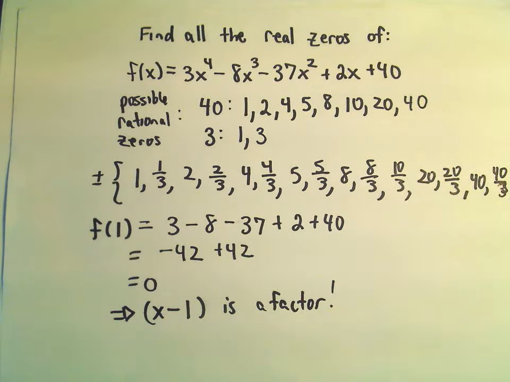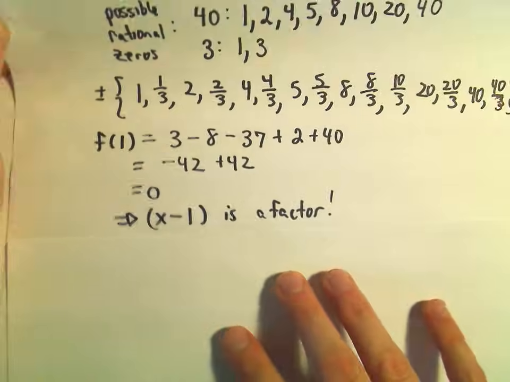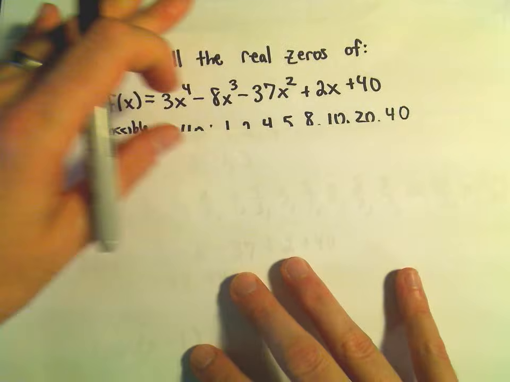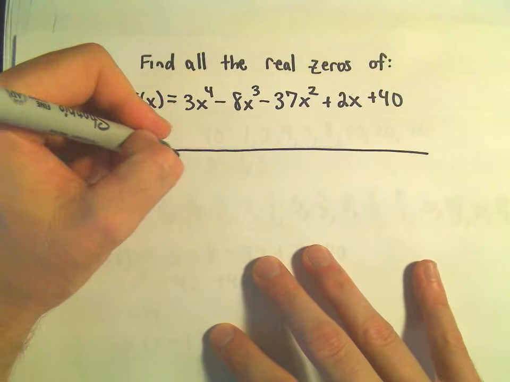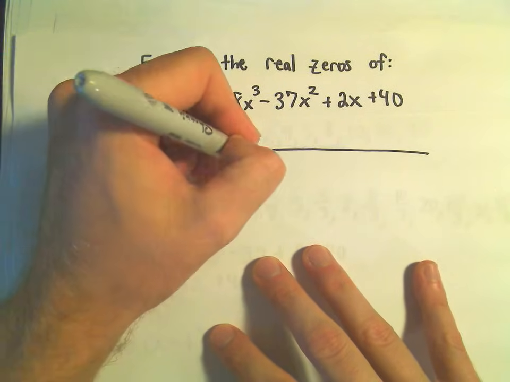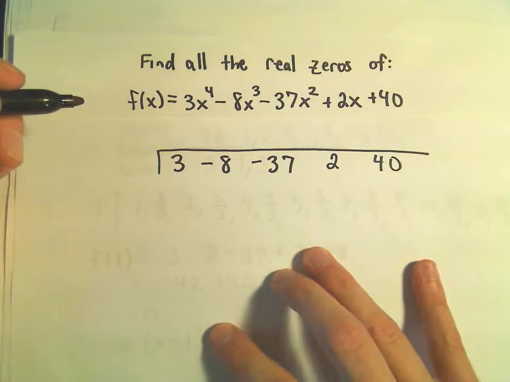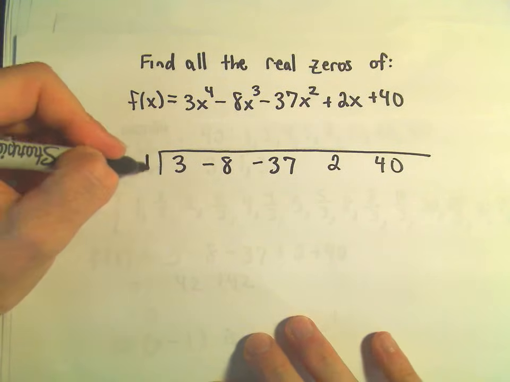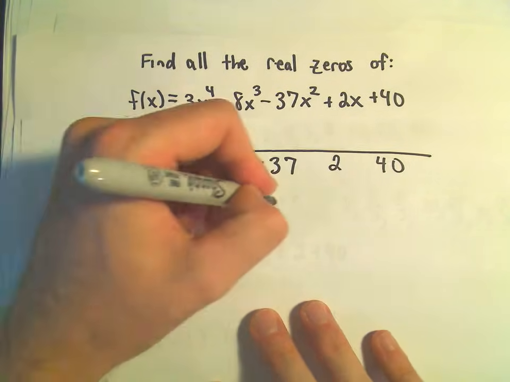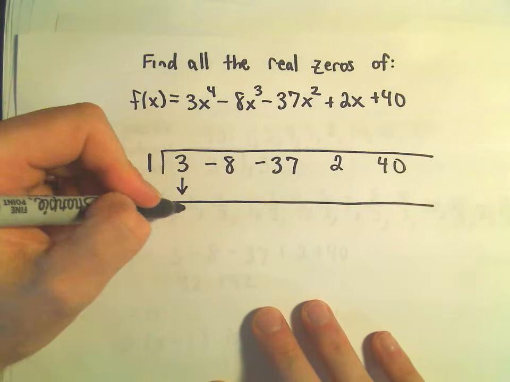Now I'm going to factor my polynomial using division. We could do long division, but let's use synthetic division, which I think is a bit easier. We just write down the coefficients: a positive 3, a negative 8, a negative 37, a positive 2, and a positive 40. Since x minus 1 is a factor, we put a positive 1 outside. That was our 0. Then we just drop down the first number.